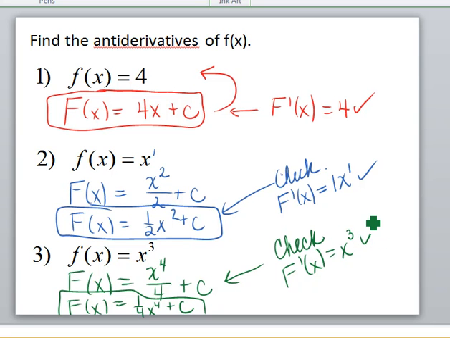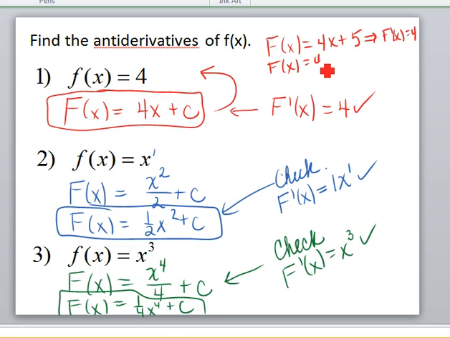Let me go back and address this whole constant thing. The reason why we have to name it c is because there are so many different solutions. If I was to take the derivative of this function right here, f of x equals 4x plus 5, the derivative would be 4. If I was to take the derivative of this function, 4x plus 6, the derivative of it is 4.